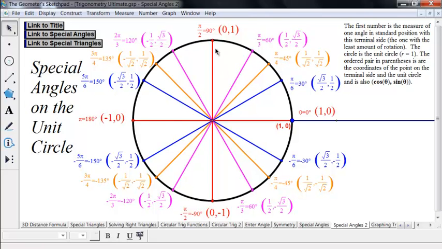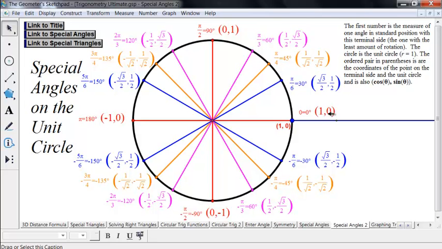And so you see the red ones are the axial angles. They are along one of the axes, and they either go through the point 1, 0, 0, 1, negative 1, 0, or 0, negative 1, with radian measure 0, pi over 2, pi, or negative pi over 2, or add 2 pi to those values, multiples of 2 pi.